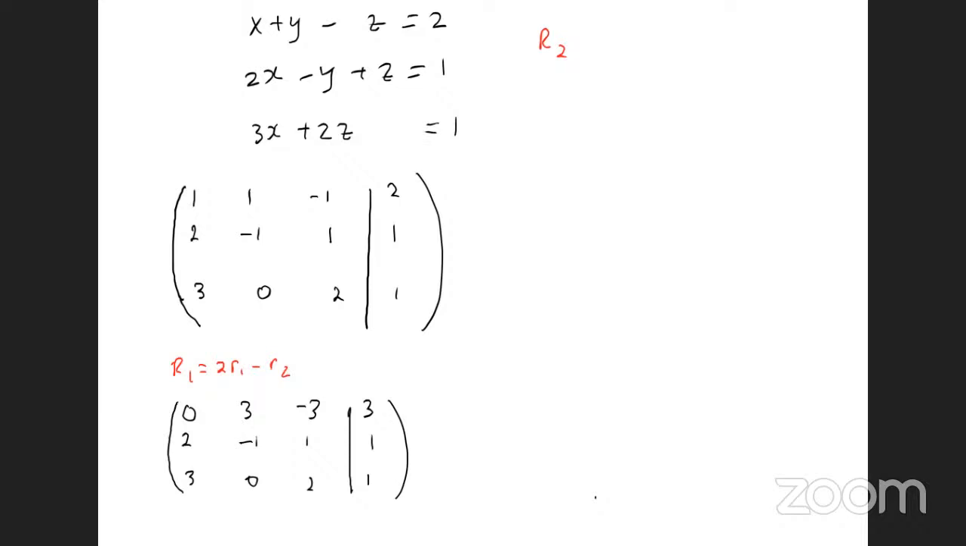Alright, let's check this out. Alright, so R2 will be equal to, I want to get a 0 in R2, so that'll be 3R2 minus 2R3.